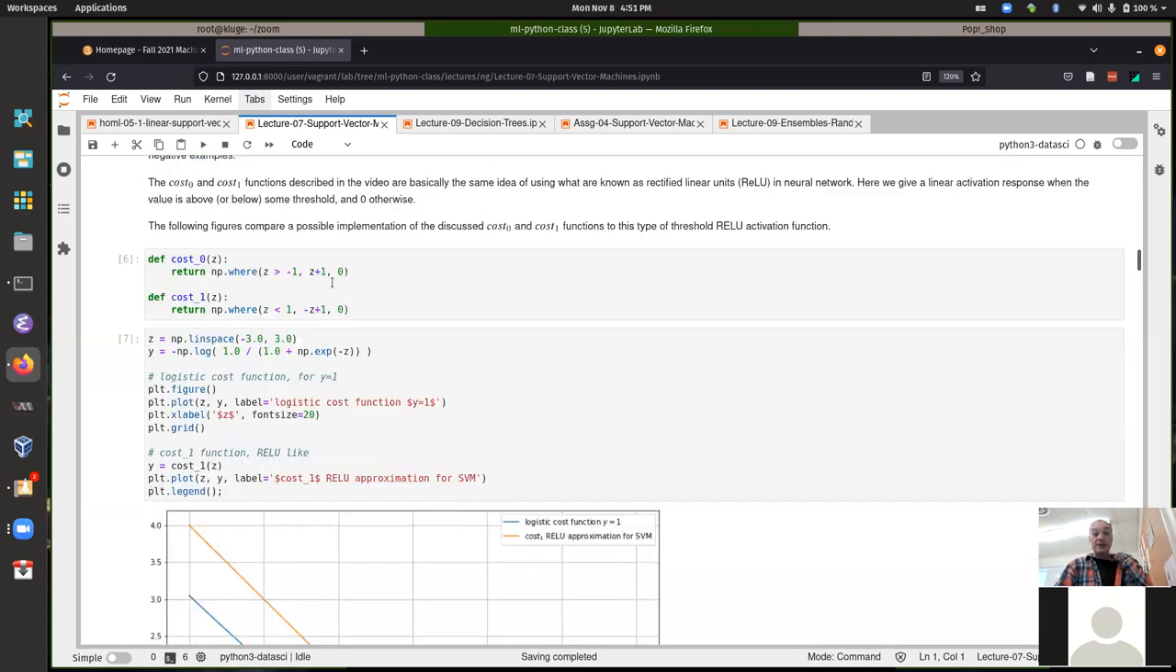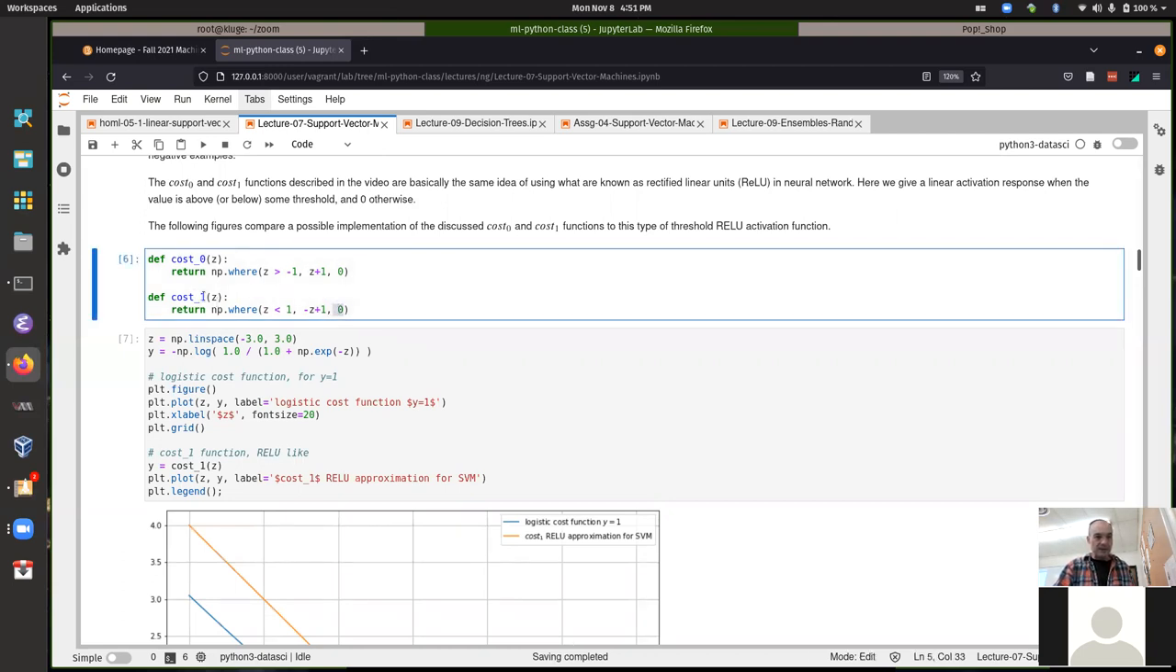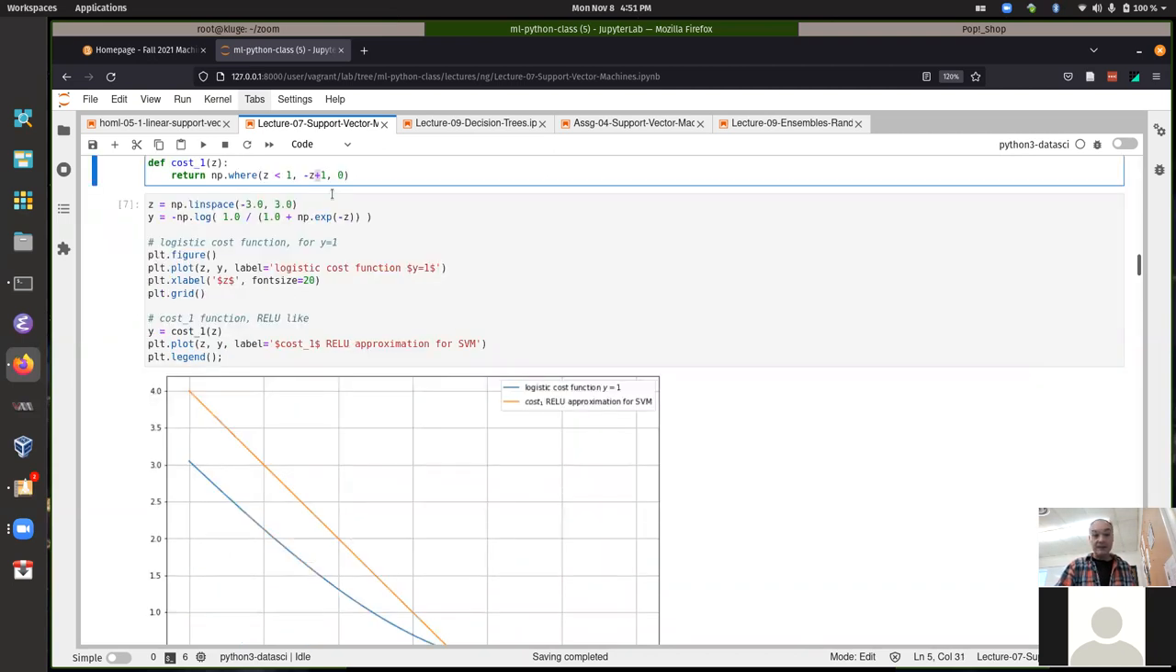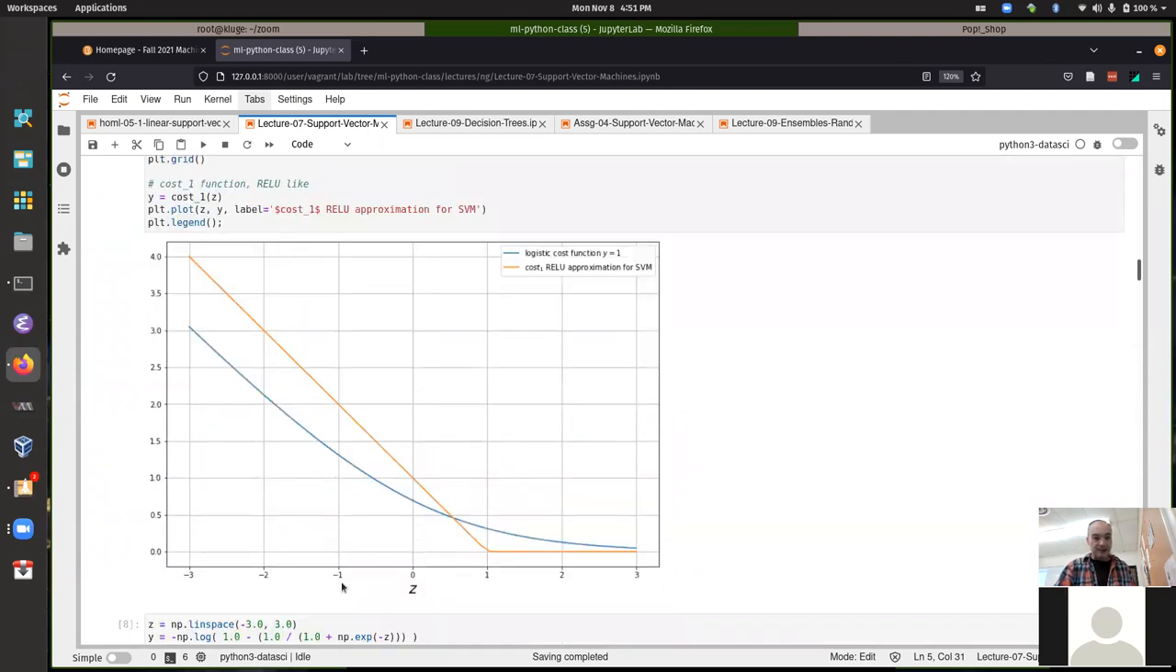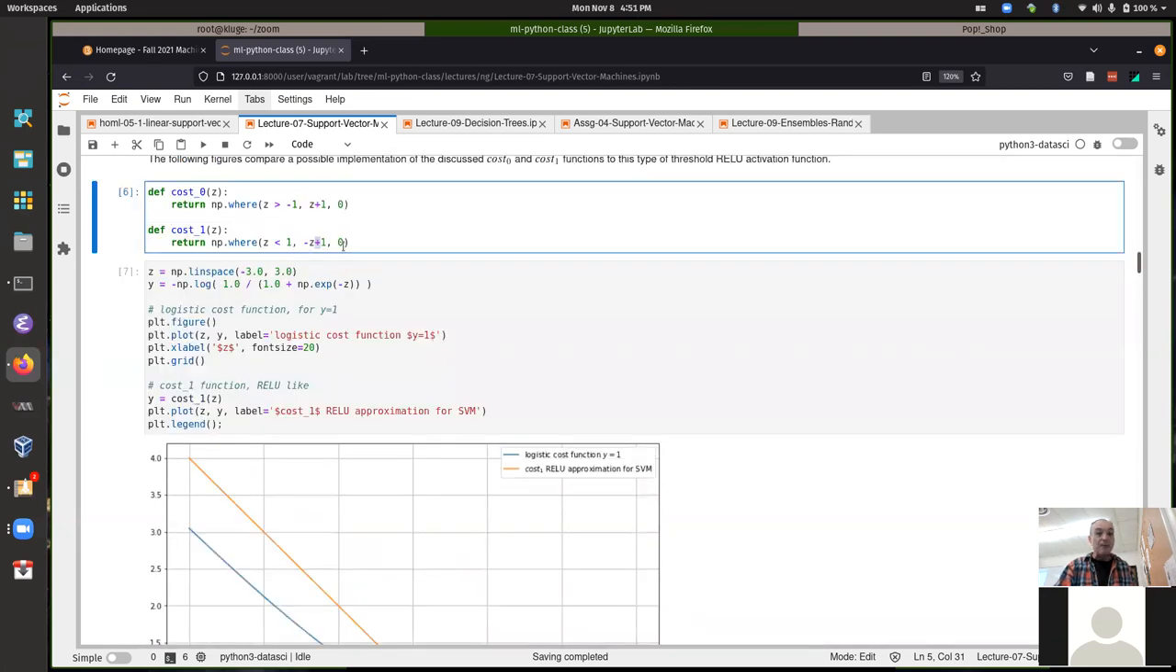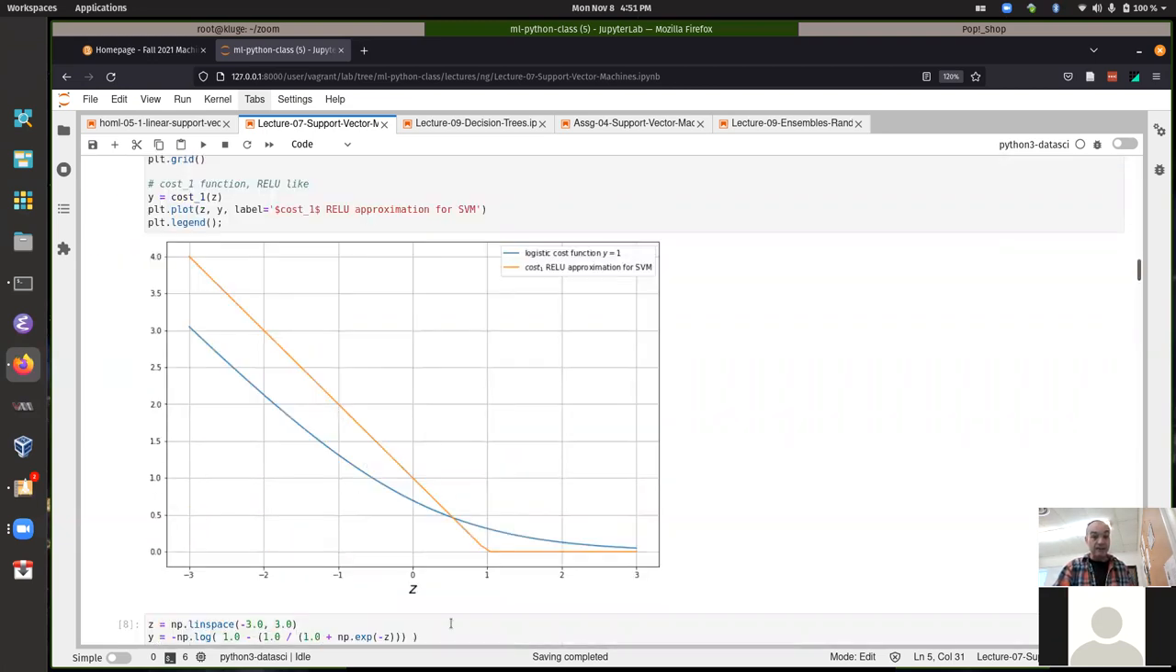So this is what's known as a piecewise function, right? Where z is greater than one, we just return a zero, is what this one is saying here. And where z is less than one, we return negative z plus one, so that just makes it linear here. So if z is negative one, the negative of that is going to be one, and we add one to that. So that's why it's two at negative one, and that comes down to be zero right at the hinge here.